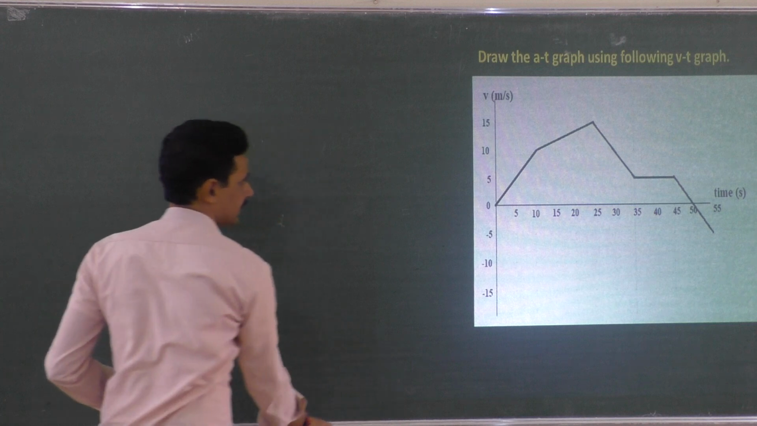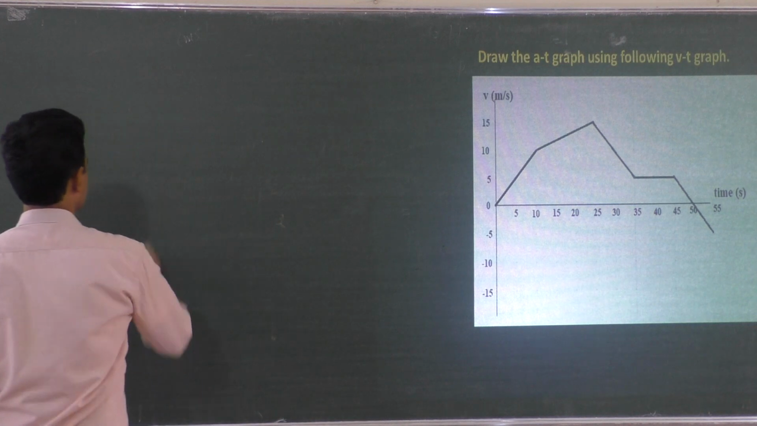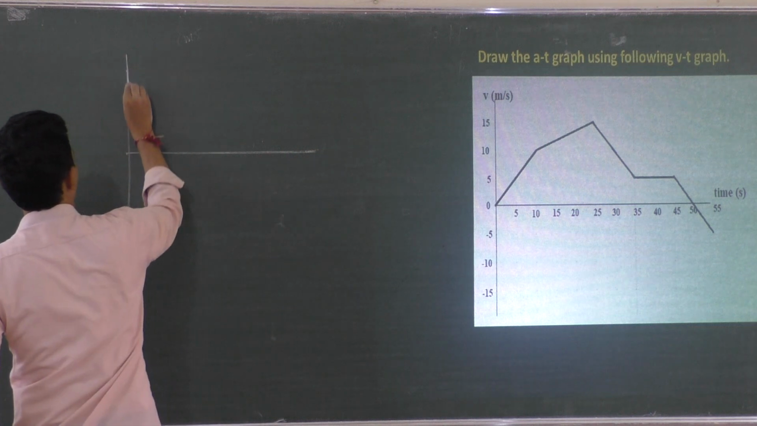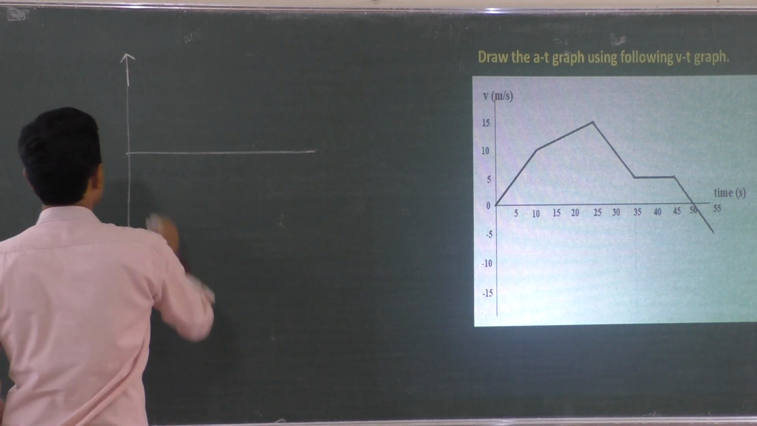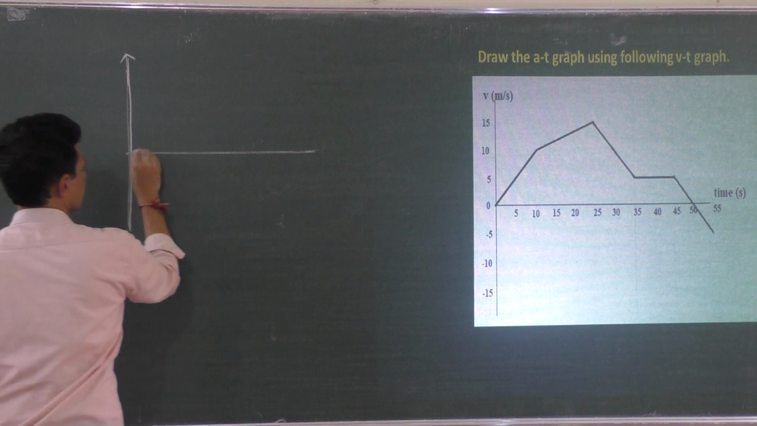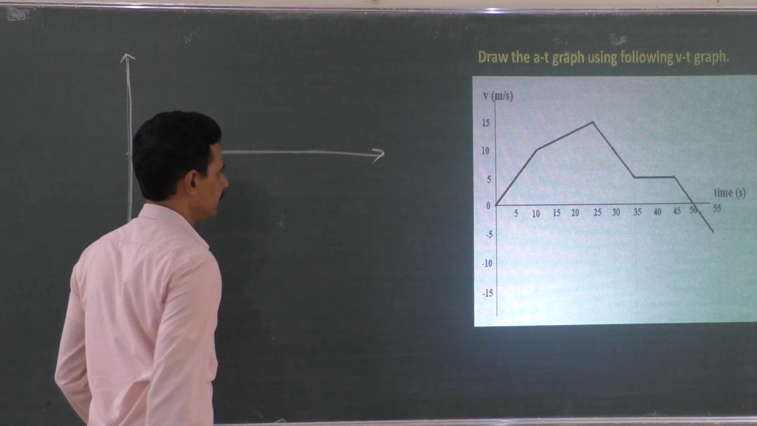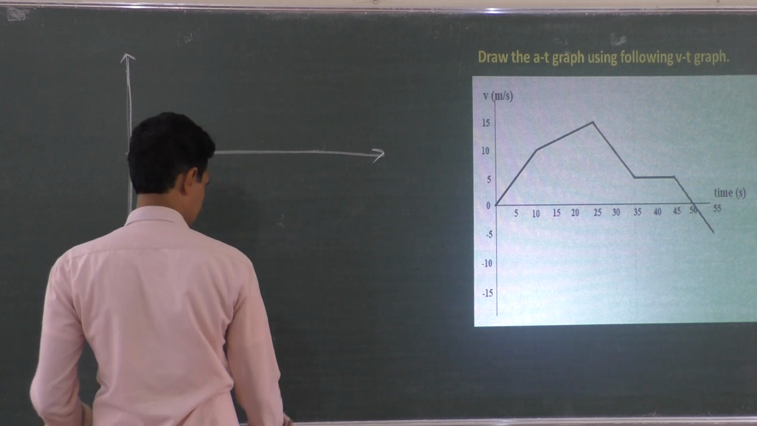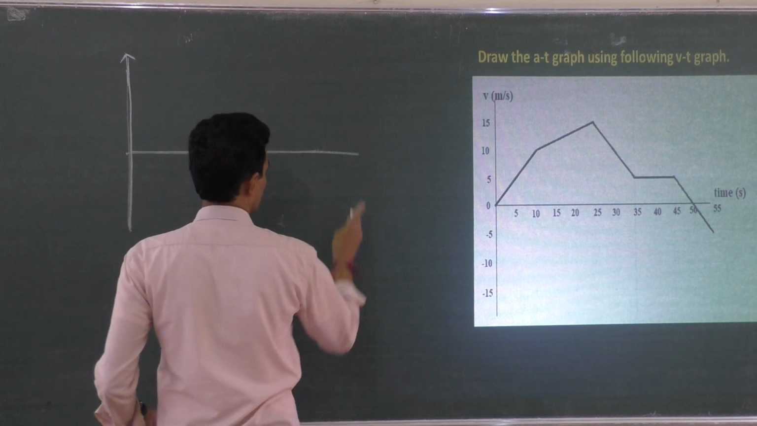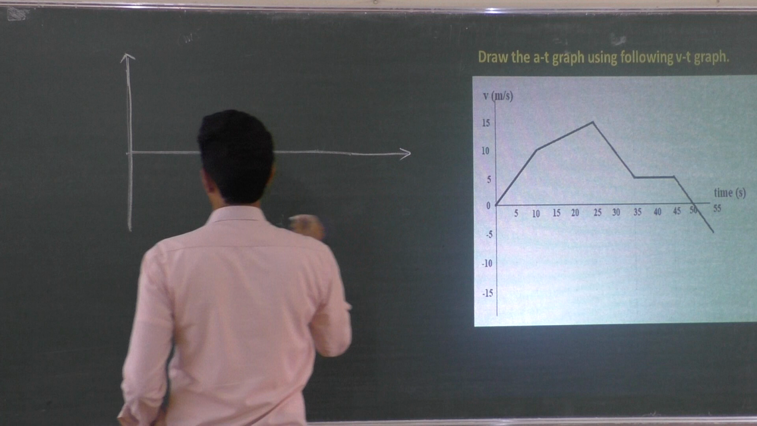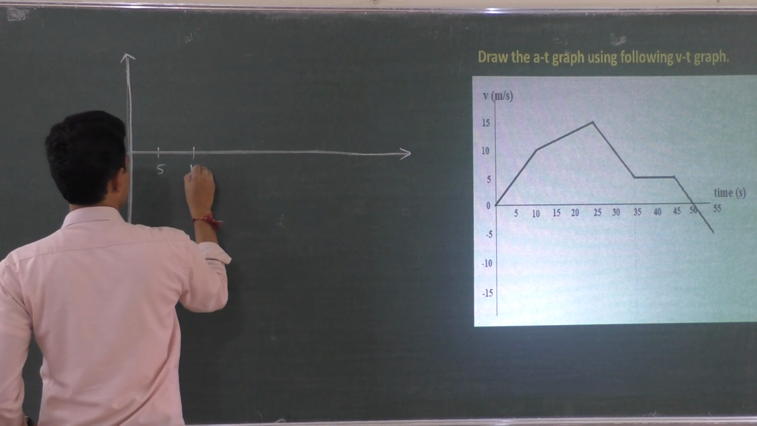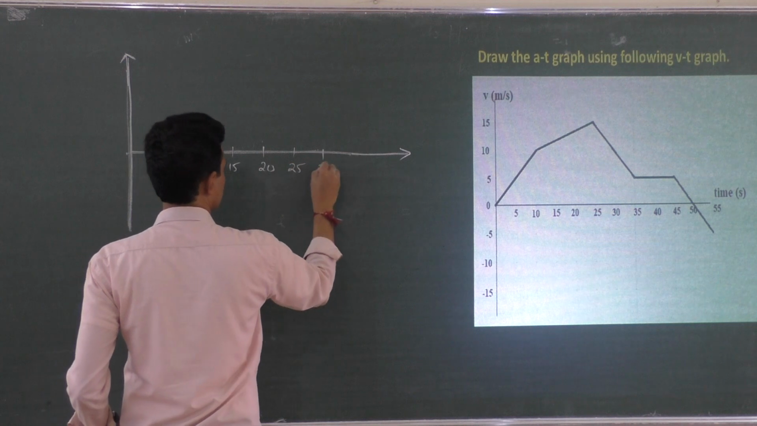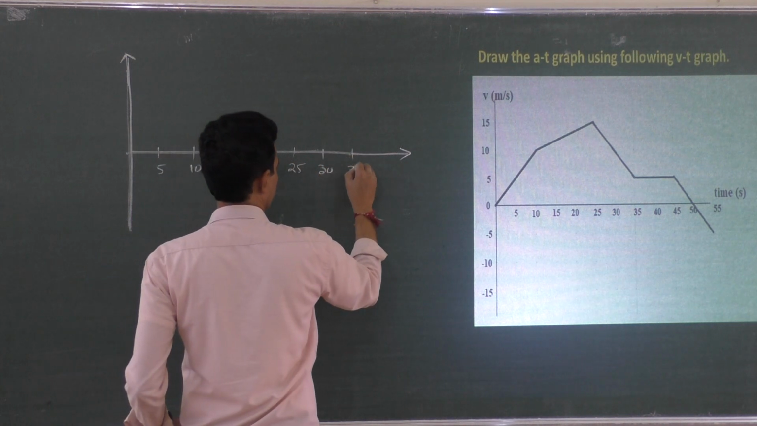In the PDF I have given, it is clear what happens at which time. So it is like this. I have to draw and find out what the acceleration and velocities are at different time intervals. How many time intervals? 50 seconds. So up to 55 seconds, it goes up to 55 seconds. 5, 10, 15, 20, 25, 30, 35, 40.